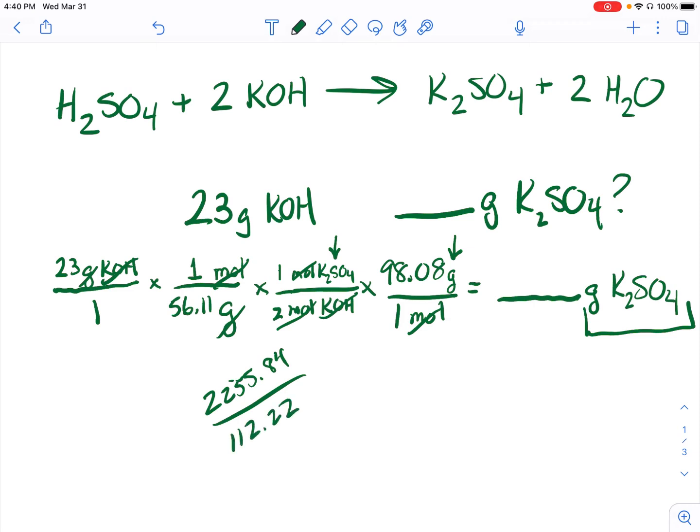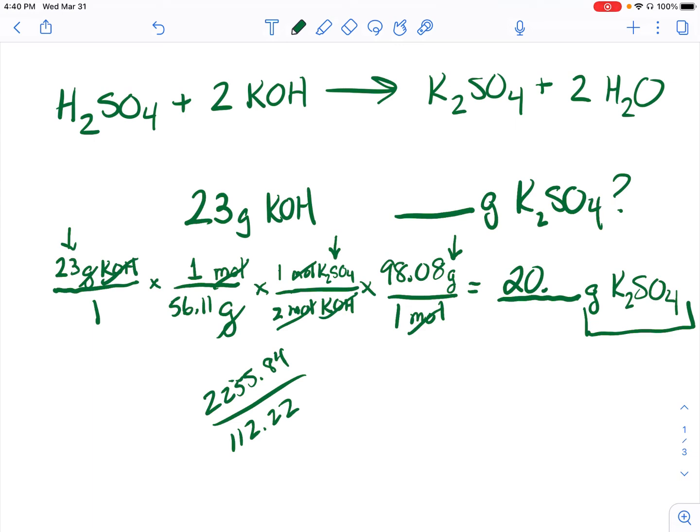So 1 times 56.11 times 2 times 1, 112.22. And if you do all this in the calculator, I can actually do it all at the same time because PEMDAS lets me do it. So if I just do 23 times 1 times 1 times 98.08 divided by 1 divided by 56.11 divided by 2 divided by 1, I get 20.1. I look back at my original measurement, only had 2 significant figures, so I'm just going to leave it as 20 grams of potassium sulfate is my final answer.